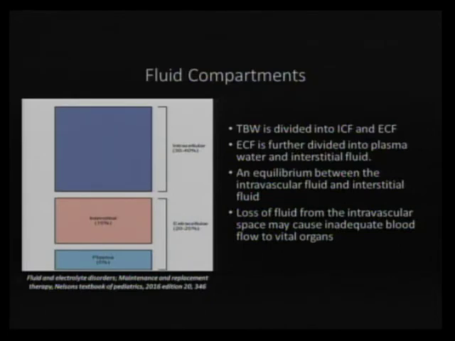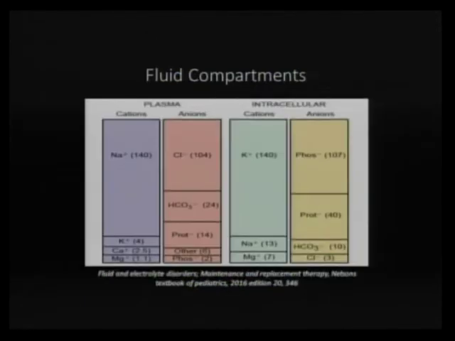So there's a delicate equilibrium between intravascular fluid and interstitial fluid. The balance between hydrostatic and oncotic forces helps to regulate the intravascular volume, which is critical for tissue perfusion. Loss of fluid from the intravascular space may compromise intravascular volume, placing the child at risk for inadequate blood flow to vital organs. This is just a graphic representation of your cations and anions in plasma and intracellular fluid. Let's pay particular attention to the plasma because we'll go over that in a little bit.